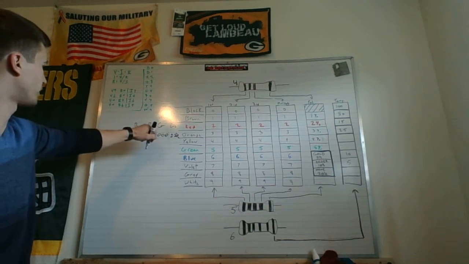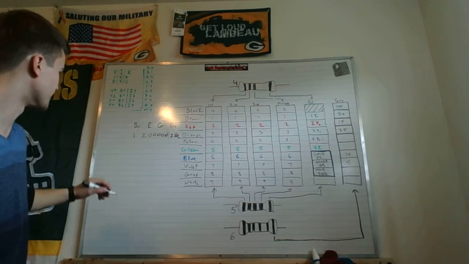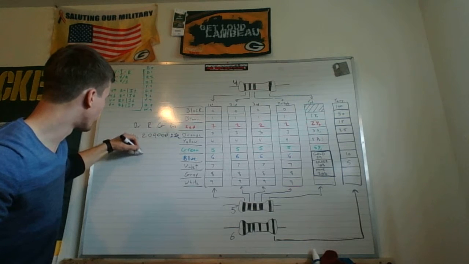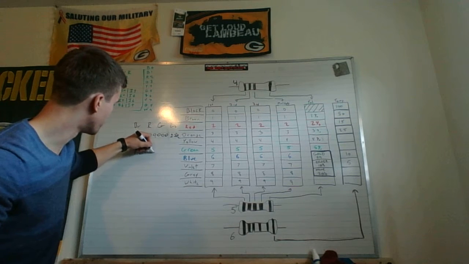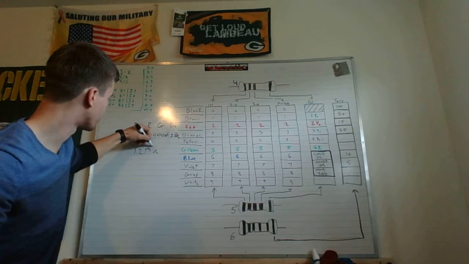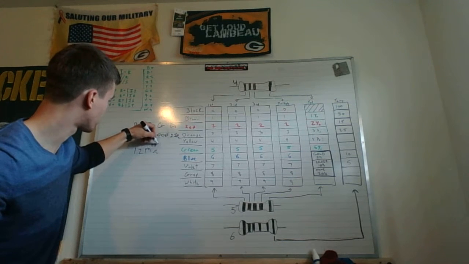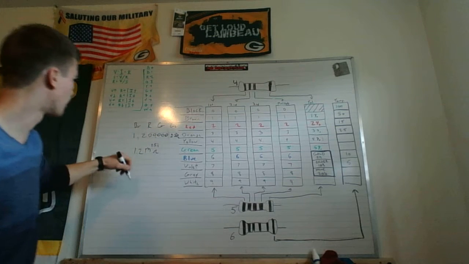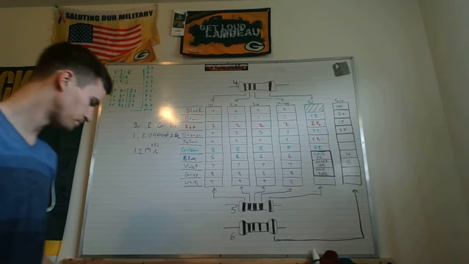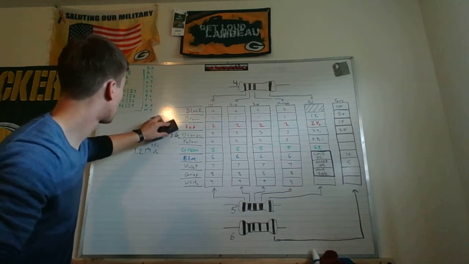So if we have a brown, red, green, gold resistor, that is going to be a 1.2 million ohm resistor, plus or minus 5%. So 1.2 million ohm resistor, plus or minus 5%. Alright, let's go over another one.